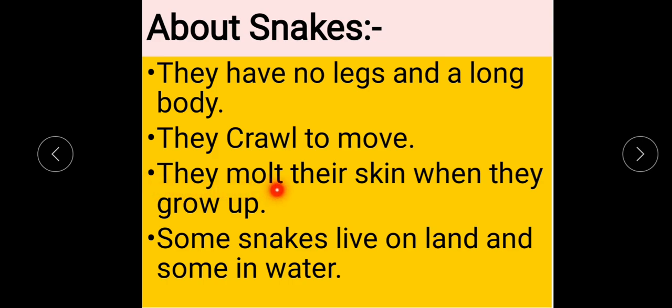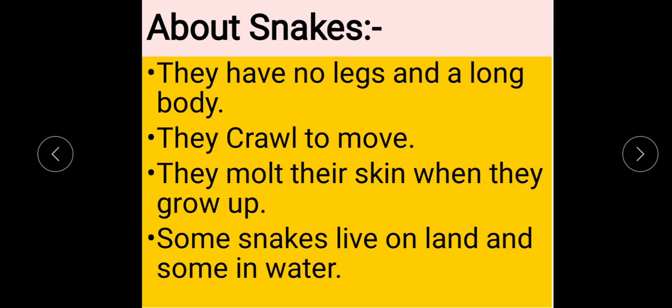Next point, they molt their skin when they grow up. What is the meaning of molt? When snakes grow old, they shed their whole skin. Shed means remove. What do snakes do? When snakes grow old, they remove their whole skin of the body. Okay, and this process is called molting.